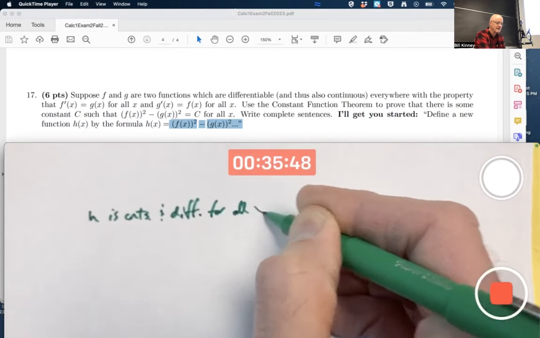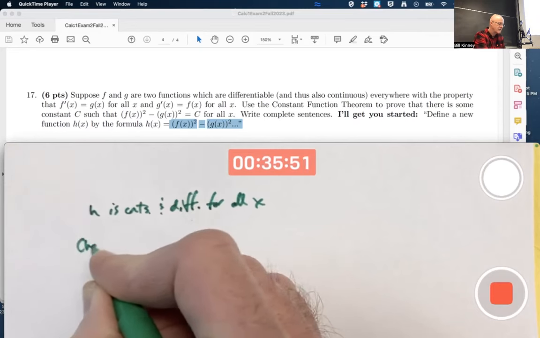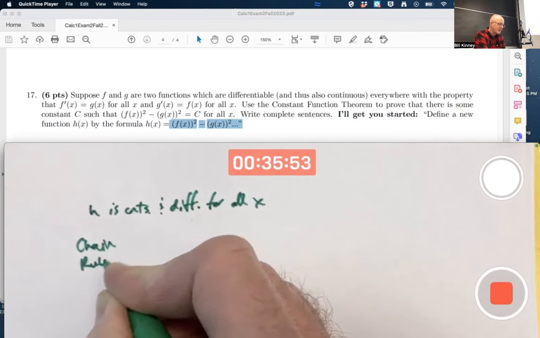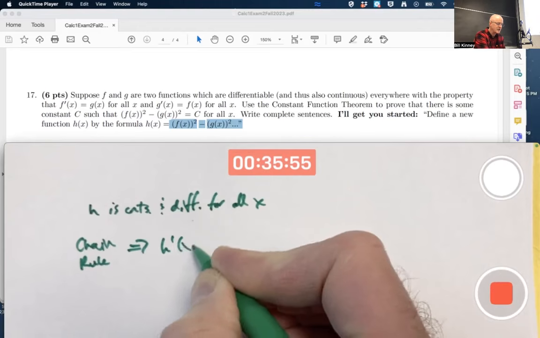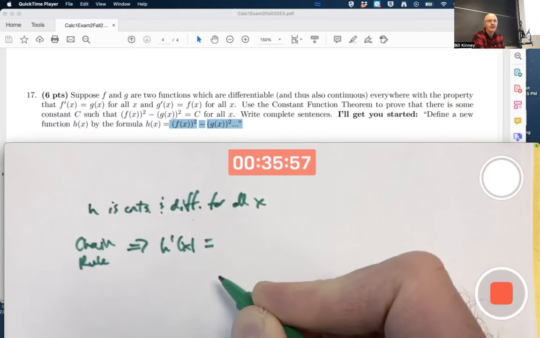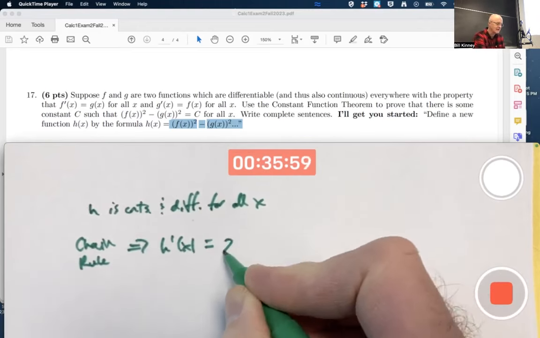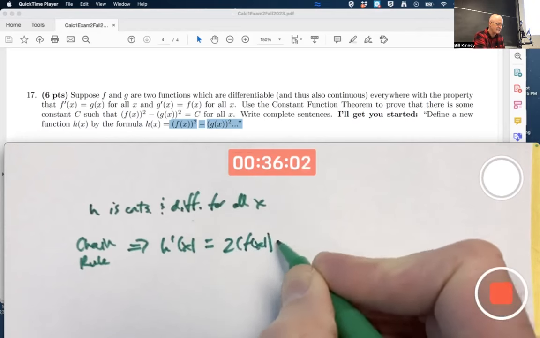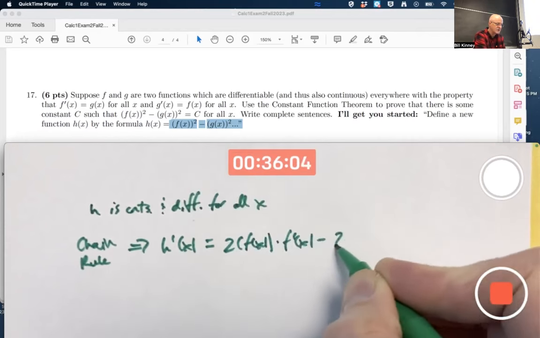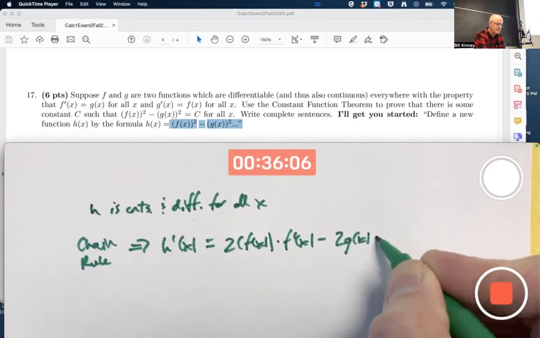For all x, the chain rule needs to be applied to differentiate h. If you didn't mention the chain rule, I took off a point. Even if you got the derivative right, it's 2f of x times f prime of x minus 2g of x times g prime of x.